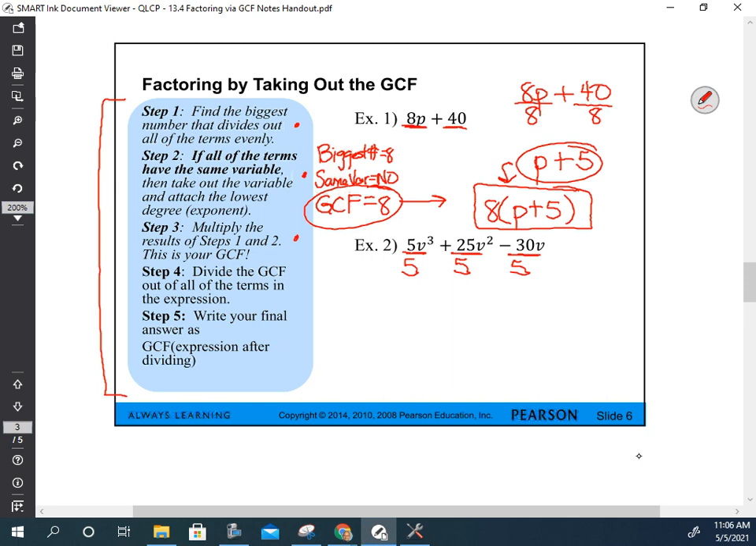Do they all have the same variable? Yes. So you take out the variable. What's the smallest exponent? 1. So 5v to the first. So your greatest common factor is 5v.